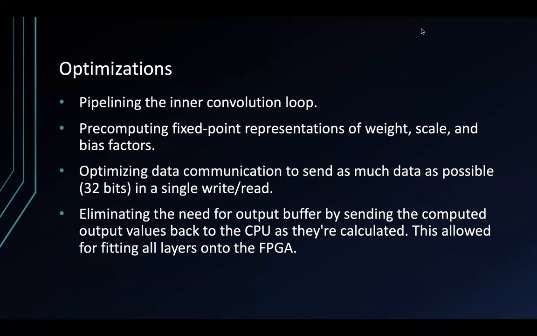After our hardware optimization, we increased performance further by pipelining the inner convolution loop. Then we pre-computed the fixed point representations of the weight scales and bias factors and optimized our data communication. So we send 32 bits every time that we utilize the read and write function. Finally, we eliminated the need for an extra output buffer by switching over to sending the output as we computed it, so we could save on LUTs and memory utilization.